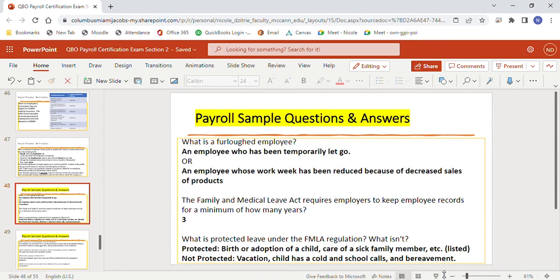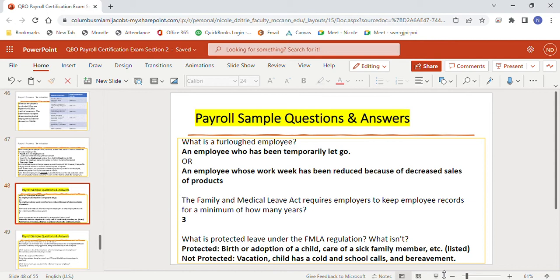Second question, the Family and Medical Leave Act, FMLA, requires employers to keep employees' records for a minimum of how many years? 3 years. What is protected leave under the FMLA regulation? What isn't? So have both of these in your notes.